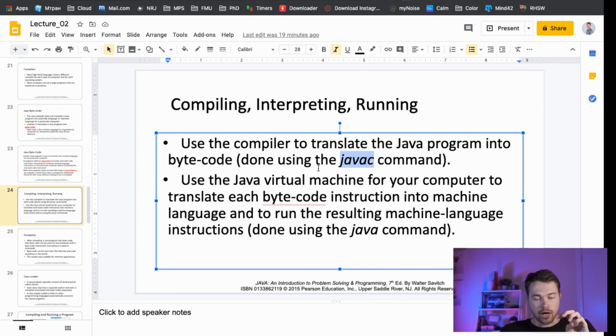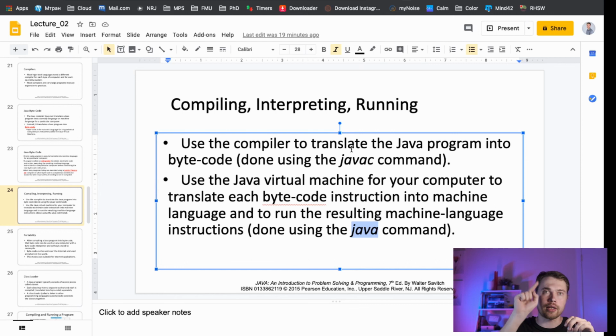You would also need to use the Java Virtual Machine for your computer to translate bytecode instructions into machine language instructions and run the result, using the java command. That's also something you would have to do if you were not using Eclipse. In our class, we will be using Eclipse, so we will not need to do that.